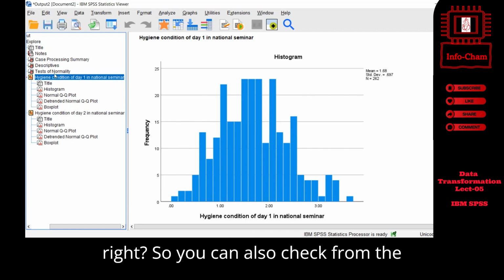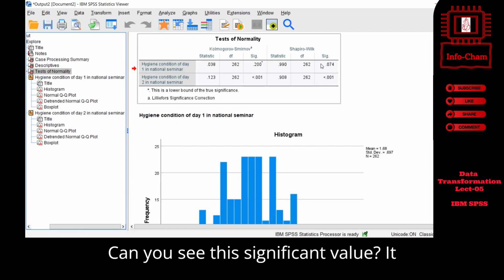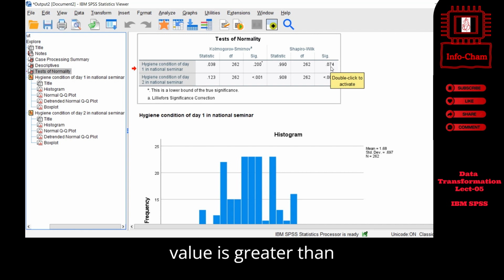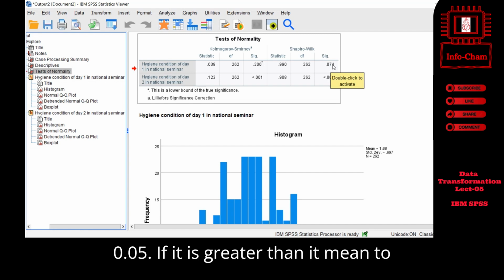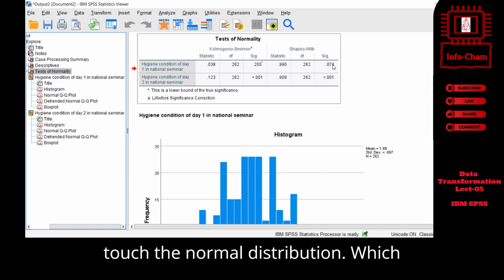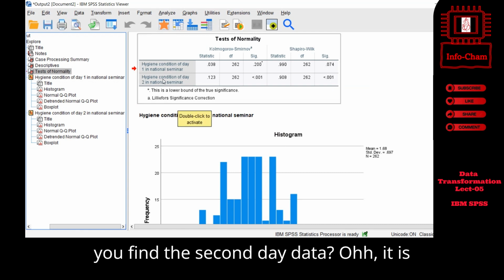You can also check from the test of normality. Yes, it is good. Can you see this significance value? It is insignificant, because the value is greater than 0.05. If it is greater than that, it means the data is normal. The data follows the normal distribution. This is for which day? This variable, right? Now, can you find the second day data?